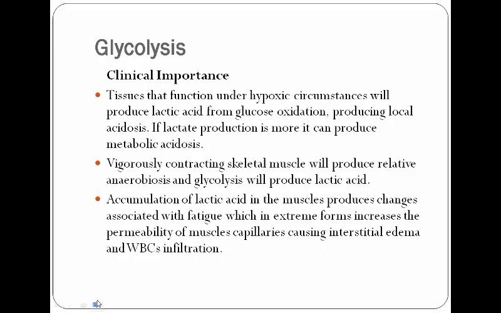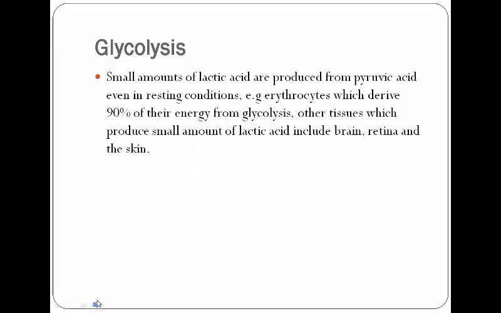And this is, however, reversible. Whenever oxygen is available, it is again converted to pyruvic acid. Especially our white blood cells function under certain circumstances where oxygen is unavailable, so this anaerobic phase proceeds. A small amount of lactic acid is produced from pyruvic acid even in resting condition.